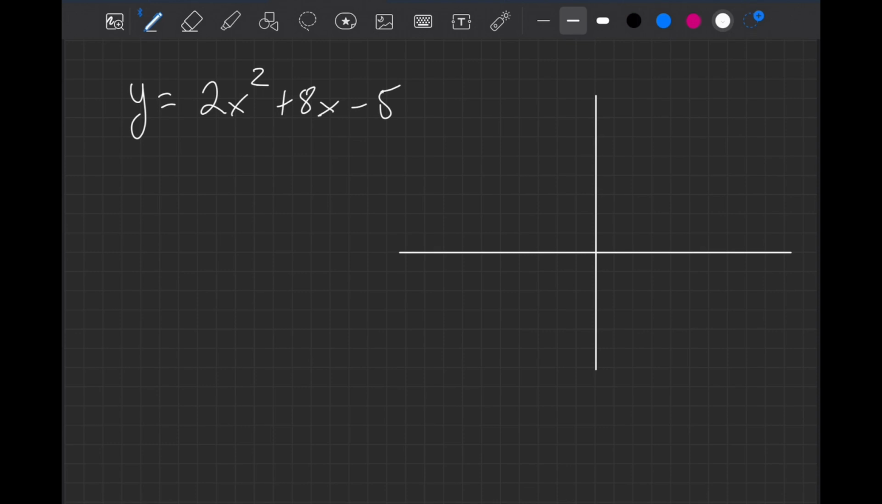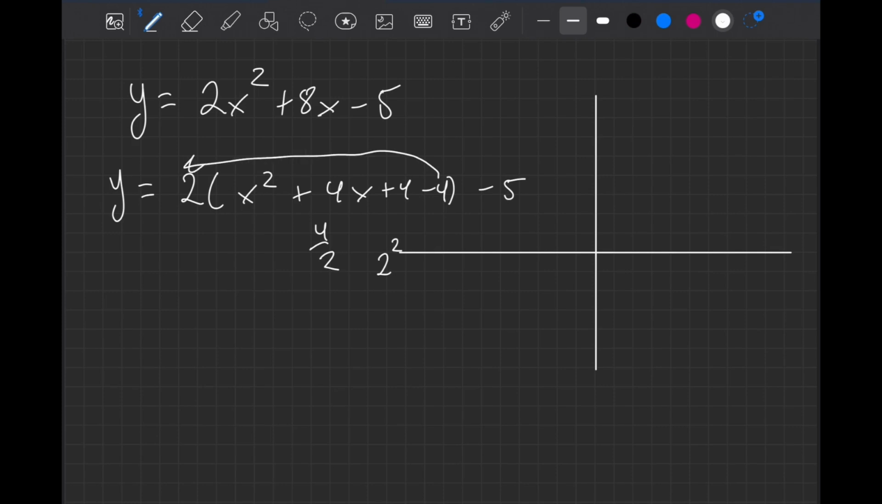As always, pause the video, try it on your own, but y is equal to factor out the 2 from the first 2 terms. Take the 4, divide by 2, and then you'll get 2 squared, so that's going to be plus 4, and minus 4. To bring the minus 4 outside of the bracket, multiply by the 2 on the outside to make it minus 8. And then we have 2 on the outside, x squared plus 4x plus 4. And then the minus 5 minus 8 can become negative 13.